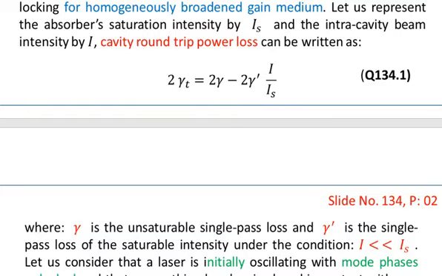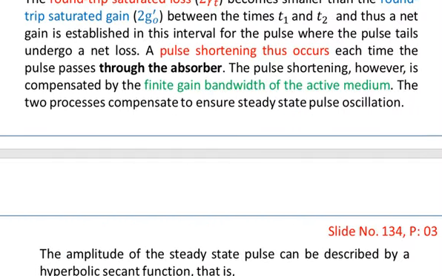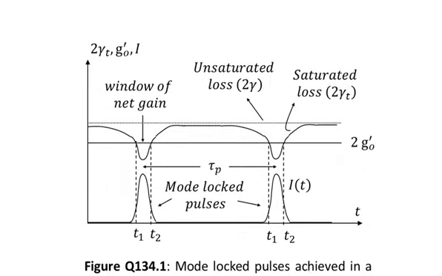We have to compare 2 gamma t with the net gain of the system, which is 2 g naught prime. So you see that the net loss has been presented, which we call the saturated loss 2 gamma t. So 2 gamma t is the loss under the saturated condition. That is, this dip in the curve corresponds to the condition when the absorber gets saturated.